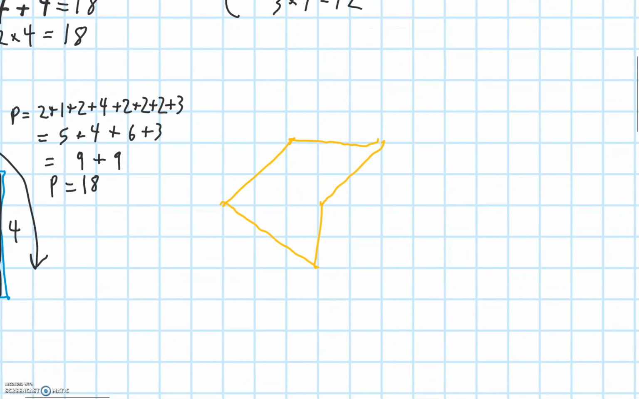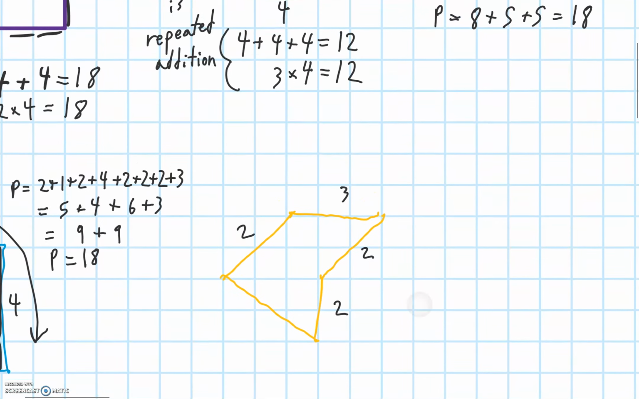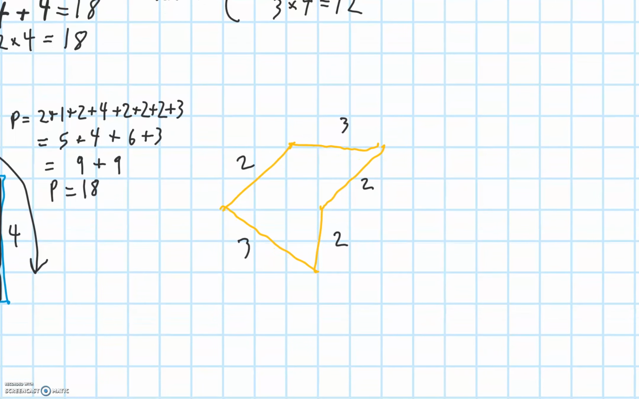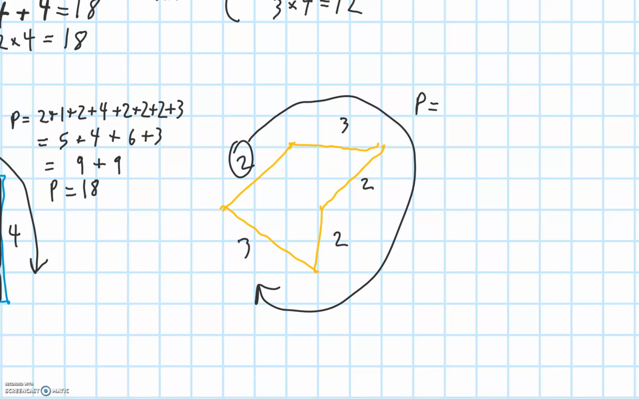Alright, looking at this next shape here, I'm going to kind of make up the side lengths. I know they're not exact, but that's alright. 2, 2, 2, 3. We're going to make these up, okay? They're not exactly right, but it's close enough. So perimeter equals, and we're going to start on 1, and then we're going to go around our shape this direction. So 2 plus 3 plus 2 plus 2 plus 3. So again, I like to group it first. It's just sort of a habit that I have.